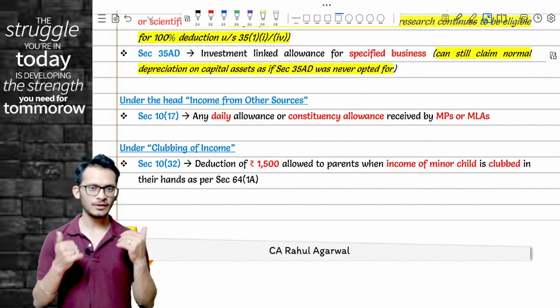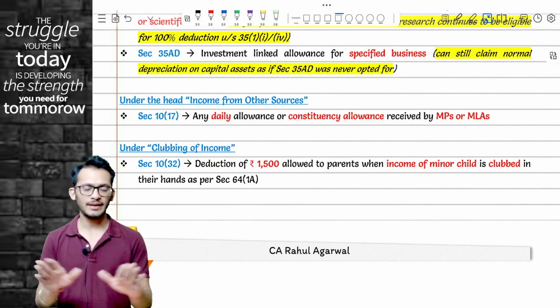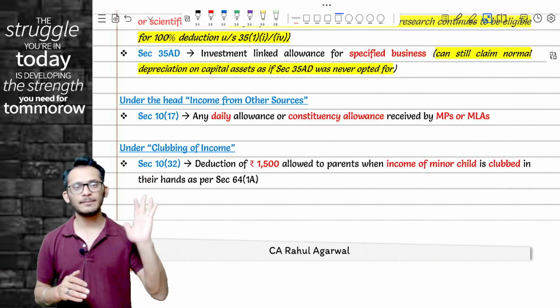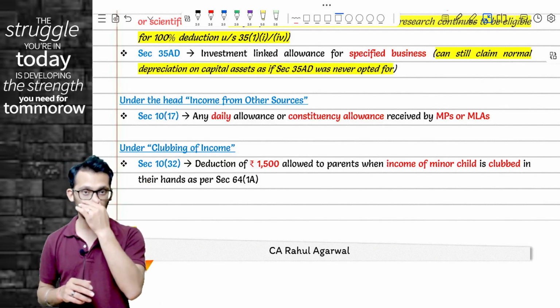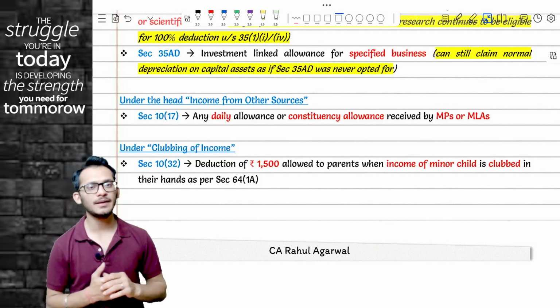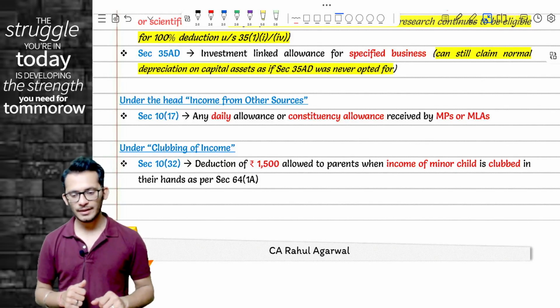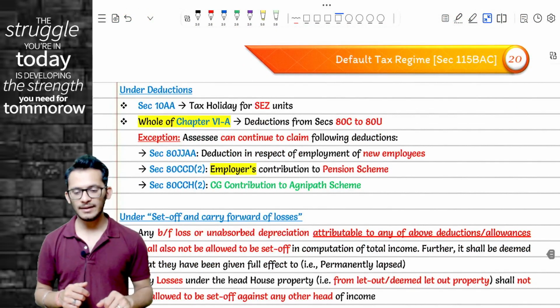Apart from that, whatever you learnt in the previous lectures remains the same as it is. So what you learned earlier, those same provisions apply as it is. Yes, please keep that in mind very carefully. Yes or no? Let's proceed. Apart from this, you have technically nothing else to worry.